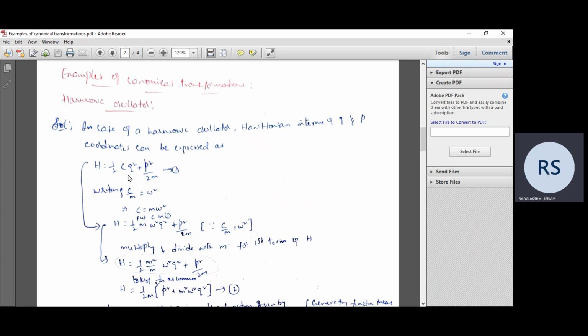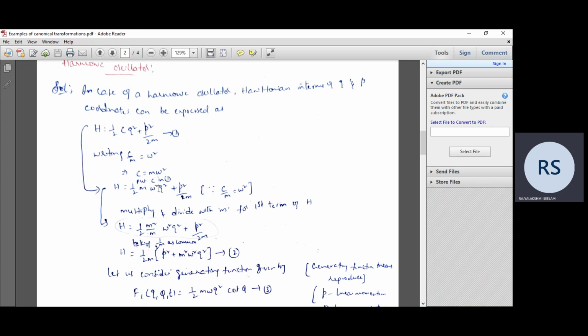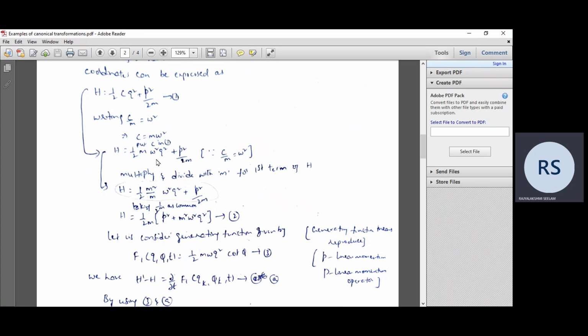Here, if we write c by m equals omega square, or c equals m omega square, and substitute c here in equation number 1, we will obtain H equals half m omega square q square plus p square by 2m. Here we are replacing c with m omega square. So this is the equation H equals this one. Multiply and divide with m for the first term of H, only this first term.